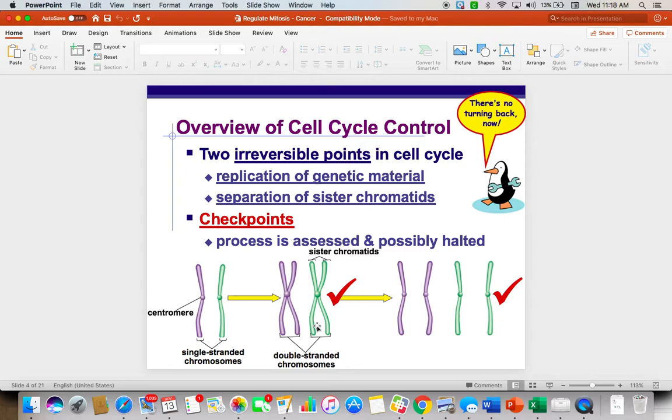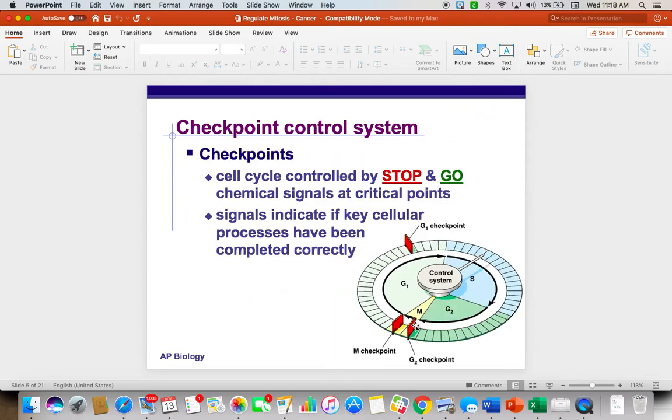Now, there are two that are irreversible. So once you pass them, the cell cycle is going to take place. Remember, this is just reviewing what we've talked about before. Here are single chromosomes, here are double chromosomes. When they're doubles, we refer to each half as a chromatid. And eventually, throughout the cell cycle, we will separate those again. So checkpoints are stops and goes. If you don't meet the checkpoint, you can't go further. If you do meet the checkpoint, then you can get past it.